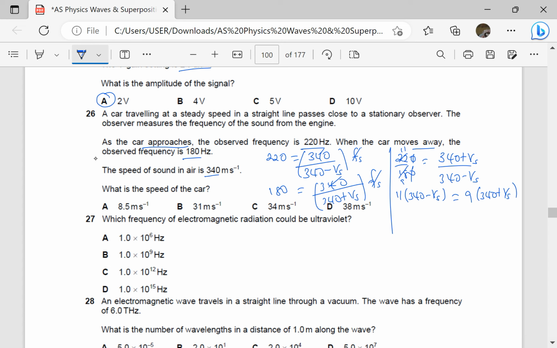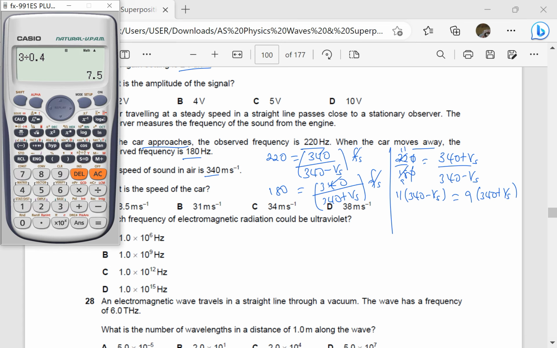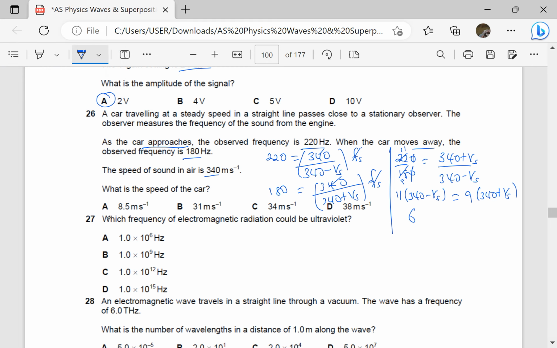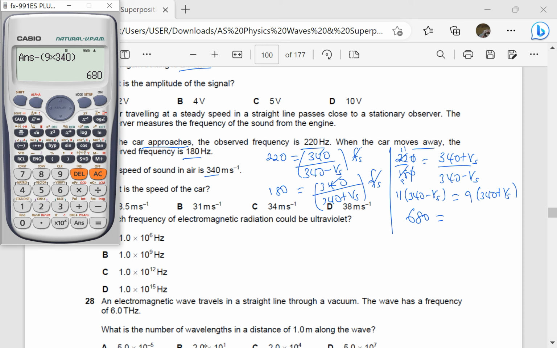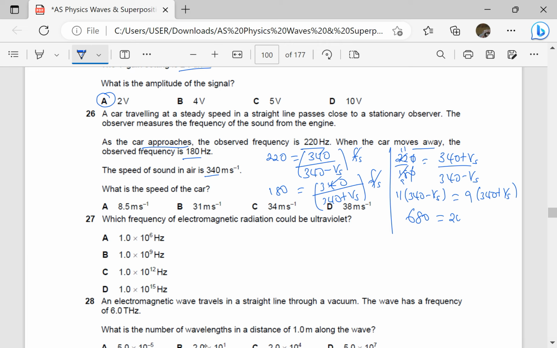So I'm just going to collect like terms using my calculator. So I have 11 times 340, then minus 9 times 340. So that is 608 on one side. Then on the other side, I have 9 times Vs plus 11 Vs, which becomes 20 Vs. I just opened the brackets and collected like terms.